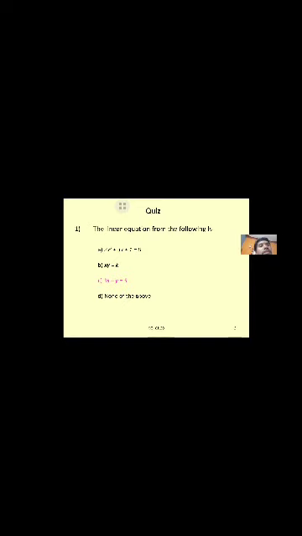It is also second degree. The C is the linear equation. Next, second question.